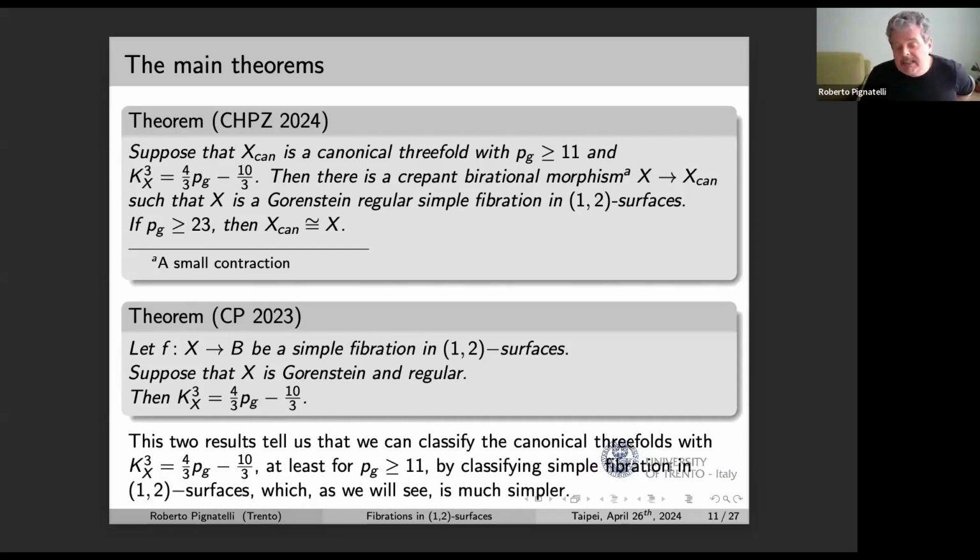Which, as we'll see, is much simpler, and in fact is something we did mostly in that paper in 2023 with Stephen Coughlin.